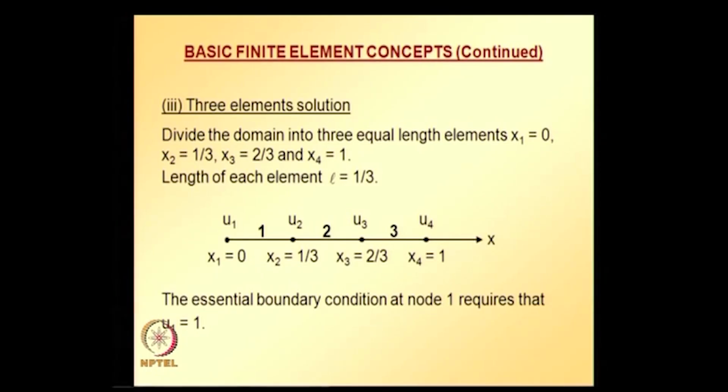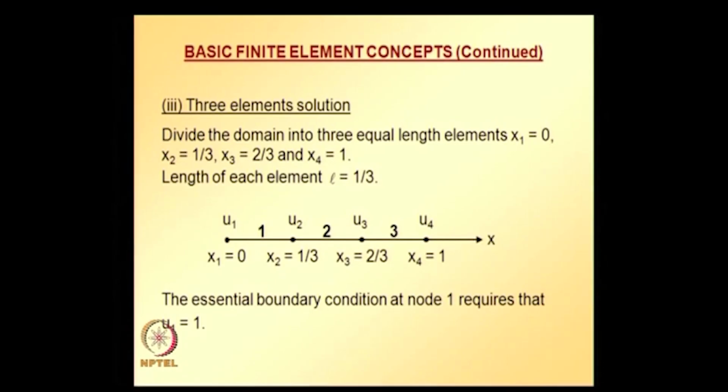Again, once you get this u2, u3, u4, you go back to each element and get the trial solution and the derivative of it. And whatever task you are performing after getting the nodal values u2, u3, u4, that is what is called post processing. So, you do post processing to go to each element and then find the approximate solution in each element.